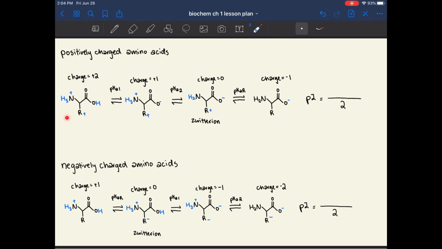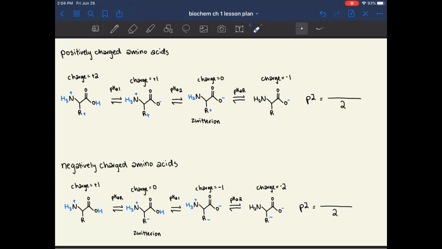So when we start at our most acidic side, this amino acid will have a charge of +2, and once we increase the pH past the pK1, which is the pK of the carboxylic acid, this carboxylic acid will deprotonate, giving it a net charge of +1. Once we increase the pH past the pK of the amine, now you have reached your zwitterionic form.